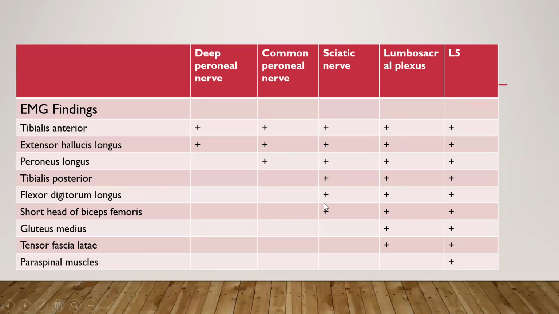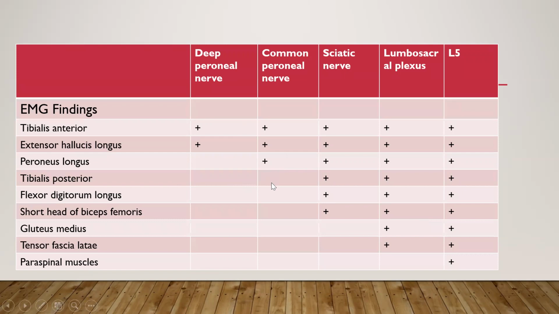Sciatic nerve versus lumbosacral plexus, or sciatic nerve versus L5, the difference is gluteus medius. Clinically I'm saying, because paraspinal muscles you don't get to know clinically. If gluteus is involved, then definitely it is not sciatic nerve. Either it is lumbosacral plexus, or it is L5 root.